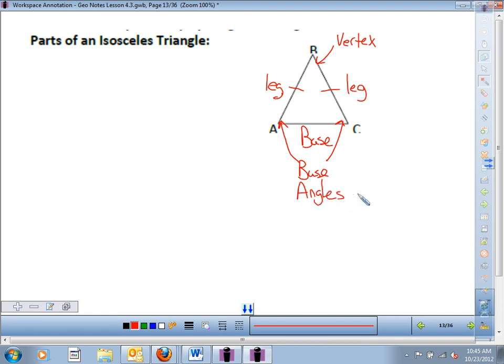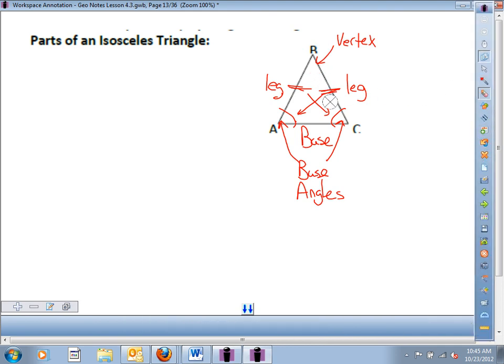Now, you might be able to take a wild guess and get this one: if these are my legs and these are my congruent sides, then these base angles across from those legs are also congruent. So we have these two congruent sides here. We have these two congruent angles, and then this guy over here is kind of by itself. We're not sure what that is. So that is discussing the parts.